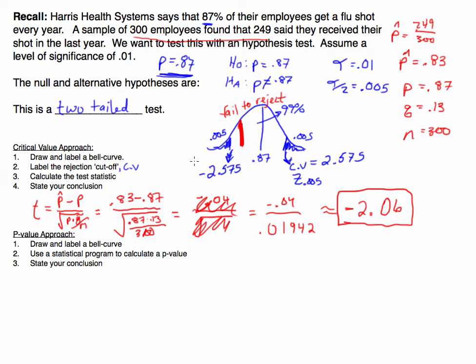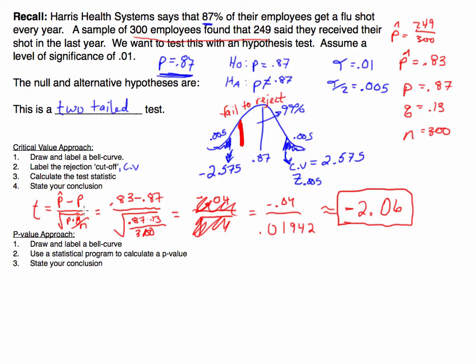A quick summary: I drew the bell curve and labeled the hypothesized proportion in the middle. I knew I was working with a two-tailed test because this is a not equal to, so I labeled my two tails. Given my level of significance of 0.01, I know the area in each of those tails, which means I can find the critical value. That is the cutoff between the two rejection regions and the fail to reject region. I knew I was working with z-scores because the sampling distribution is going to be normal. When we get into means, we're going to be using the student t distribution. Then I calculated the test statistic.